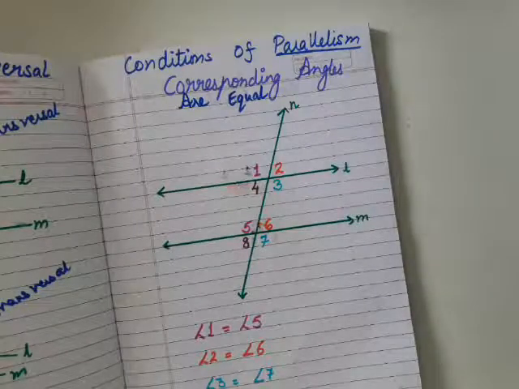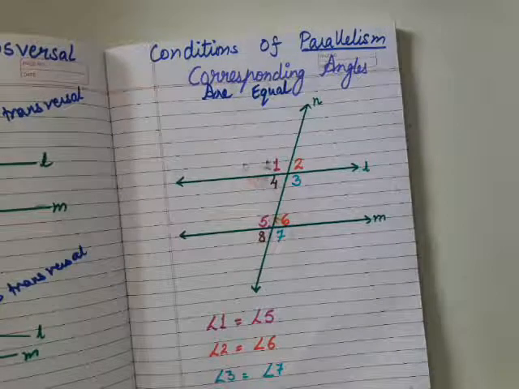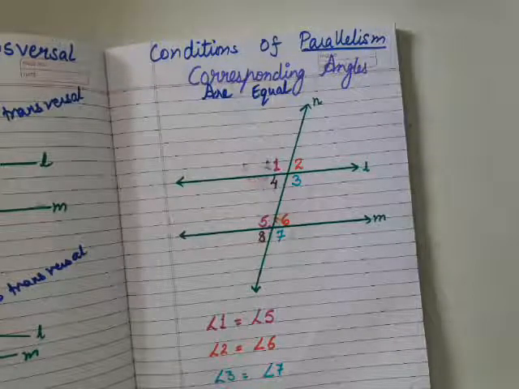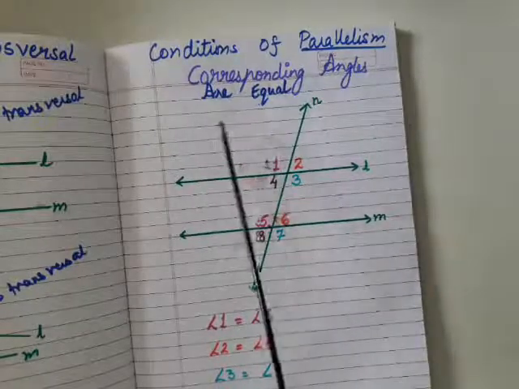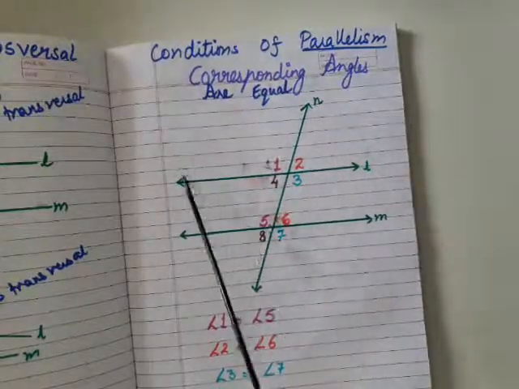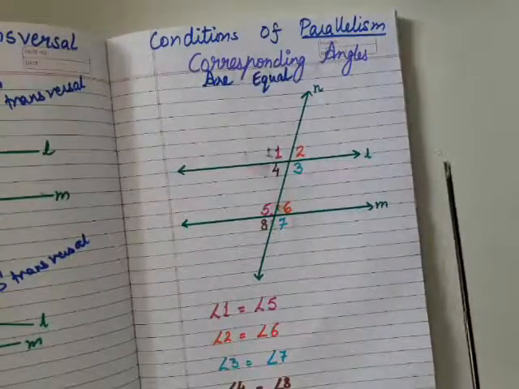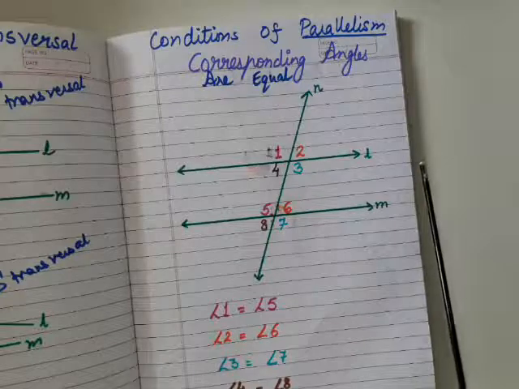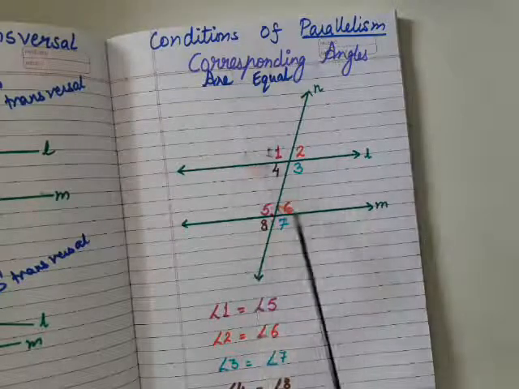So now the condition of parallelism, when two lines will be parallel. Okay, you now know the different names of angles. So very firstly, if two lines are cut by a transversal and the corresponding angles are equal, then the two lines will be parallel. Or out of all the conditions which we are going to discuss, if any one is fulfilled, then the lines are parallel.